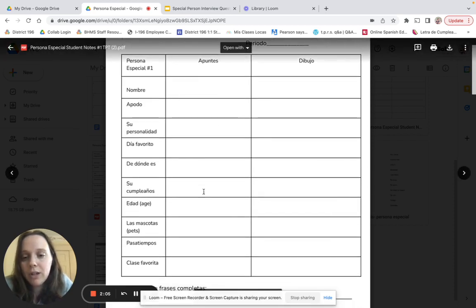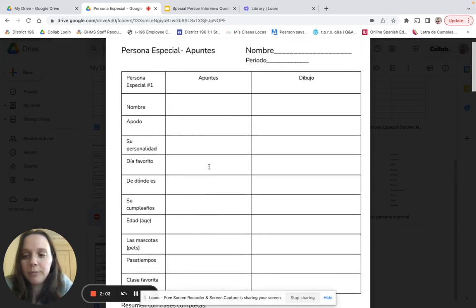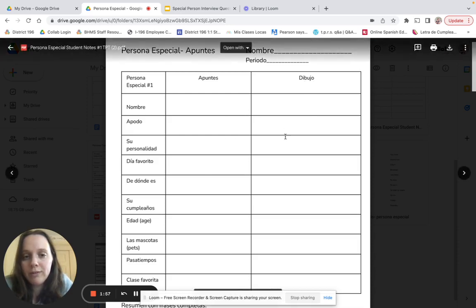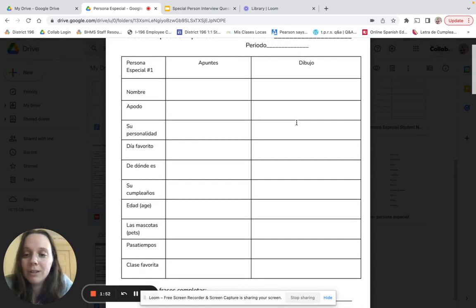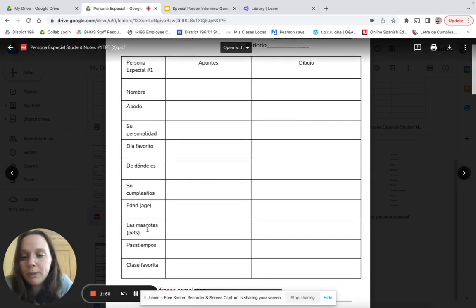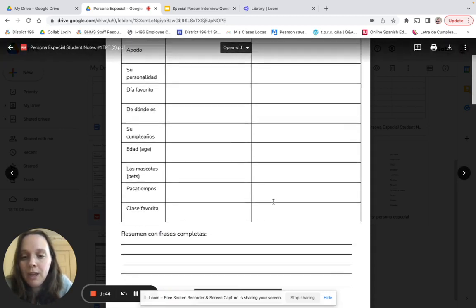And so then after the interview, they have some activities to help them remember the information. So they do a drawing for each of the answers that the special person gave. So let's say the special person said that they had 2 dogs. So in the dibujos, they would draw 2 dogs, and it says dos perros here.